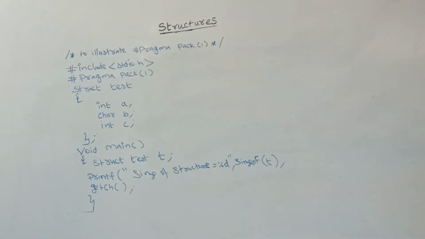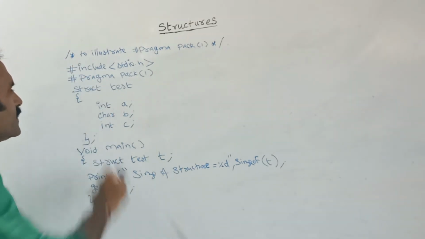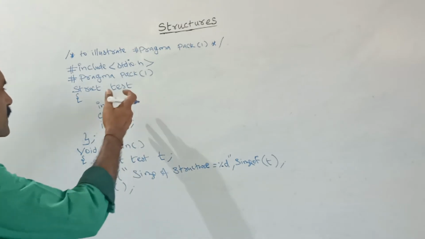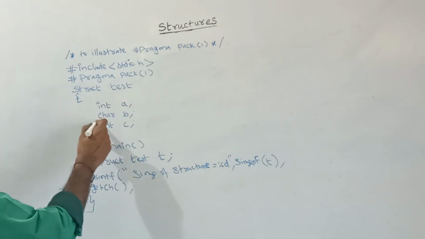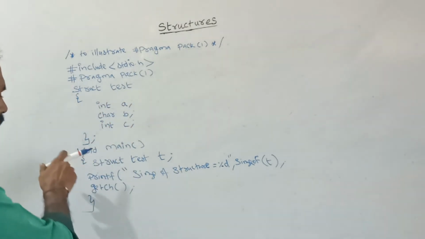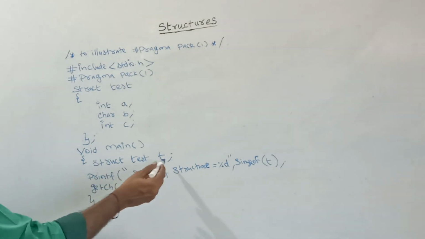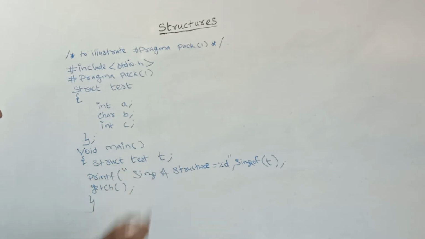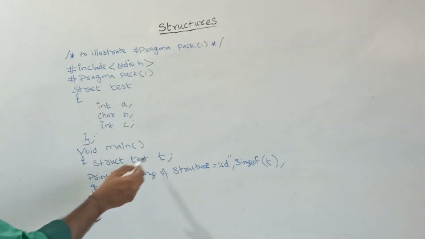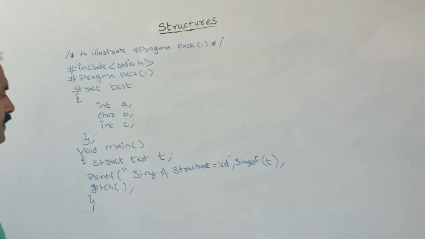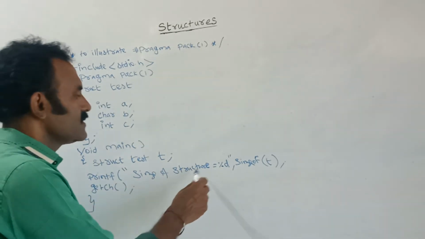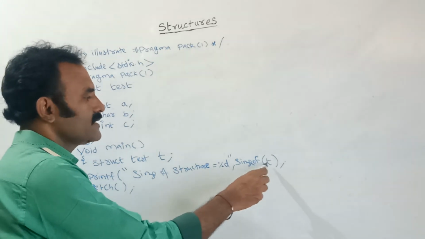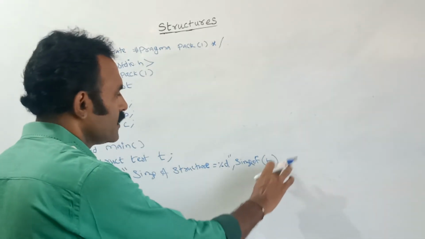See, very simple one. Here I created the structure. Inside the structure there are totally 3 structure members. First one integer, second one character, and third also integer data type. Next, in void main I created the structure variable. Here the structure variable name is t. For this test I created the structure variable t. Now I am telling it to print the size of the structure equal to percentage d and the size of t. See, you have already seen about this one.